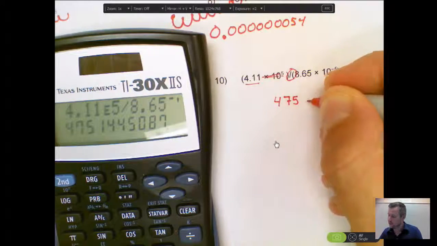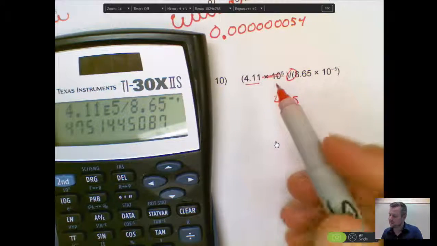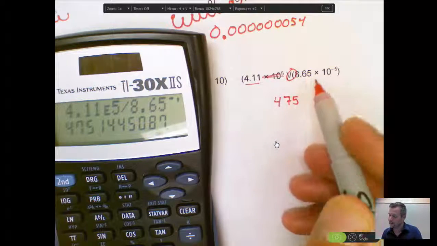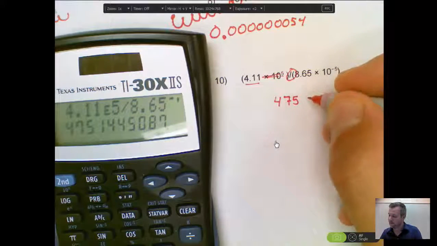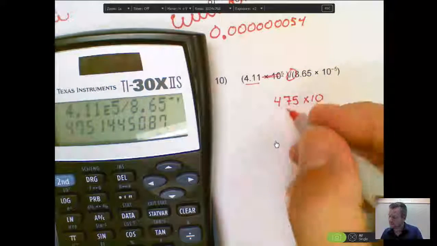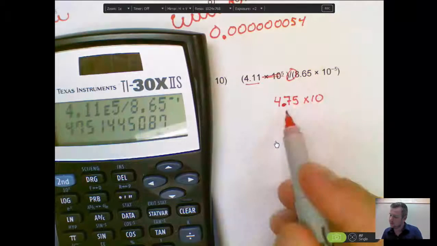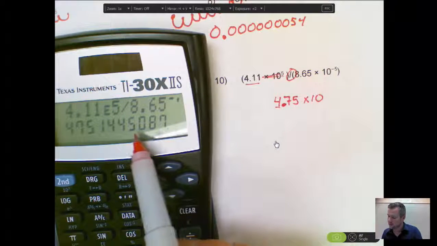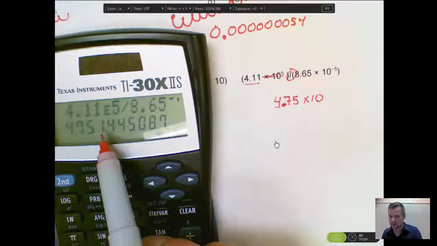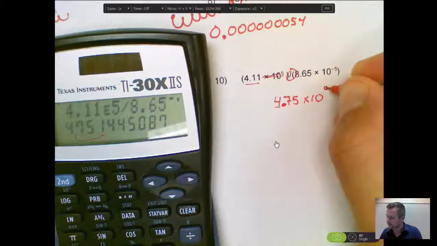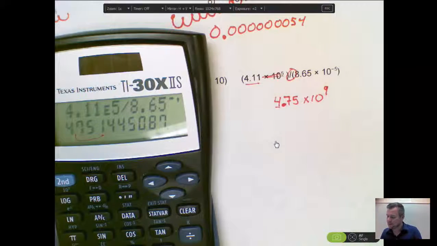475 sig figs. For if you're in honors or regular chem, we have 3 here, we have 3 here, so 475 times 10 to the something here. We know my number can only have one place value after the decimal, so I'm going to count place values. There's 3, there's 6, and then there's 9, so this is 9. That was a lot of counting there.